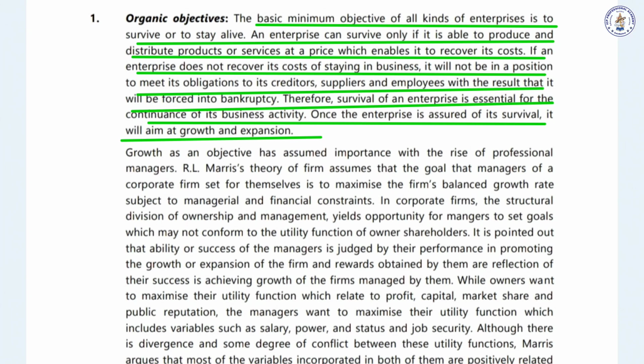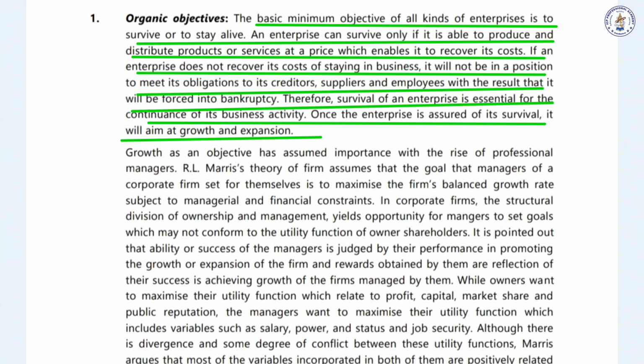What is organic objective? Though we know the basic minimum objective of an enterprise is to live in the market, that is, to survive. Its main purpose is to be in the market. How can it survive? It can survive only if it is able to produce and distribute goods or services at a cost which helps it to recover the cost incurred by production. That means only if it is able to sell at a price which helps it to cover the cost, then it can survive in the society, it can live long.